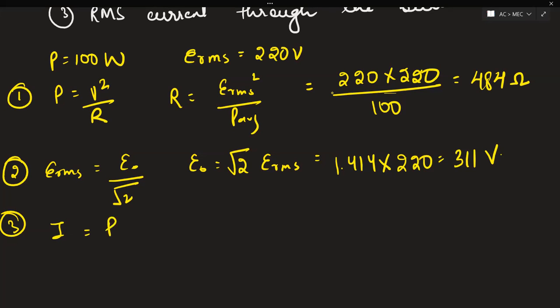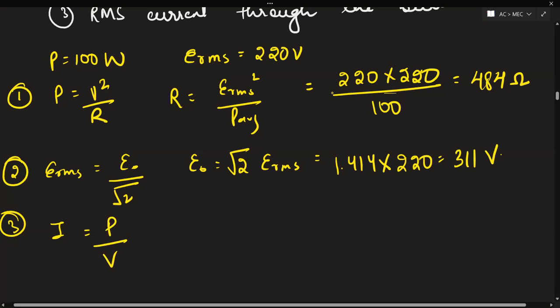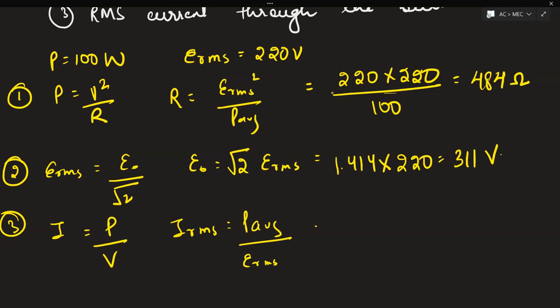Current is written as power divided by voltage, P is equal to VI. So here IRMS will be written as average power divided by ERMS. Average power is 100, ERMS is 220. This will be 5 over 11, so that will be 0.4545 something. So it should be around 0.45 amperes. This much. So all those who have not done, just note it down.